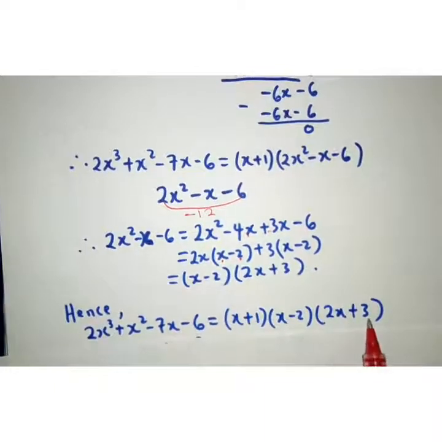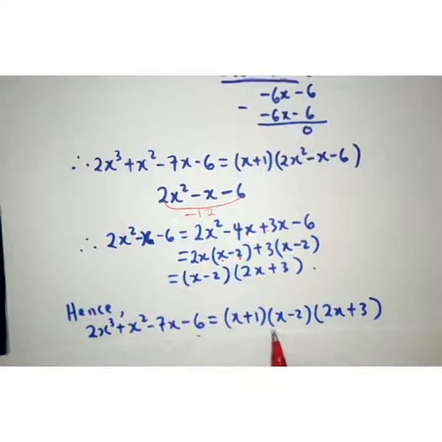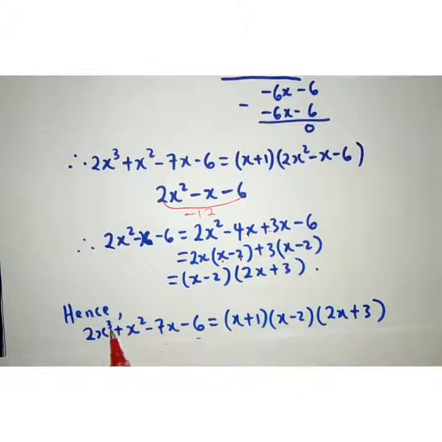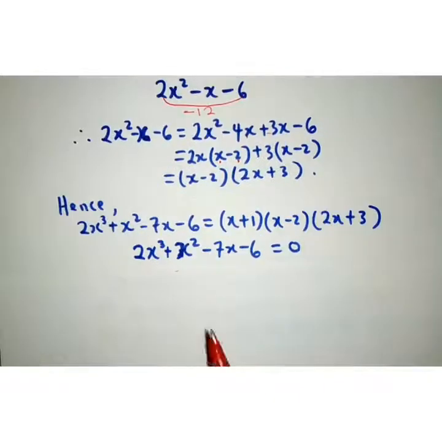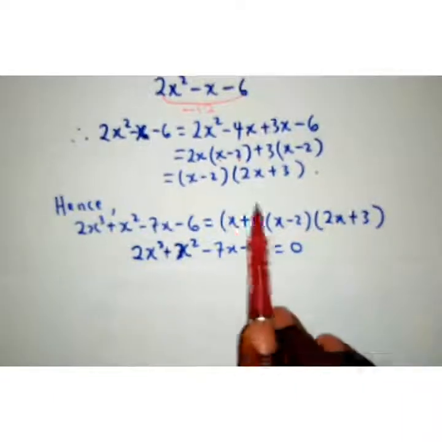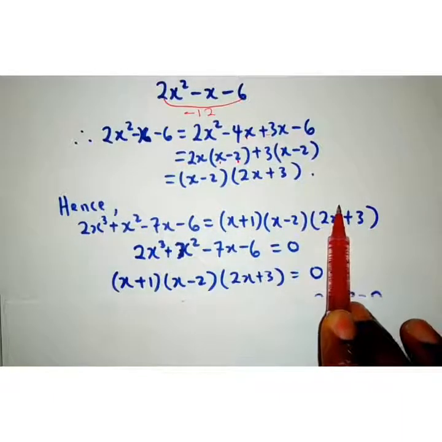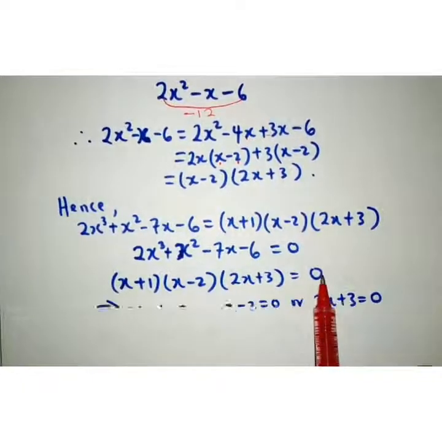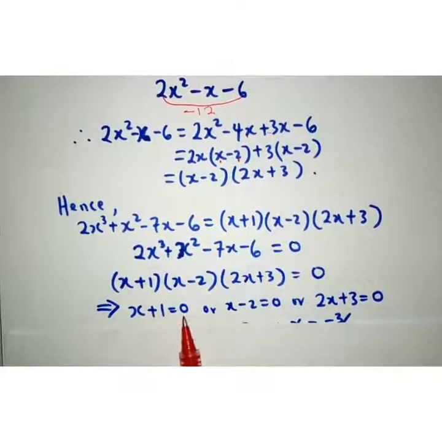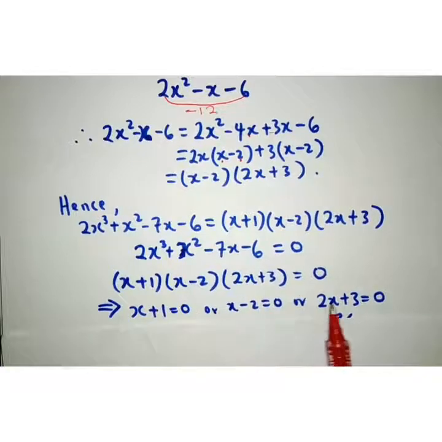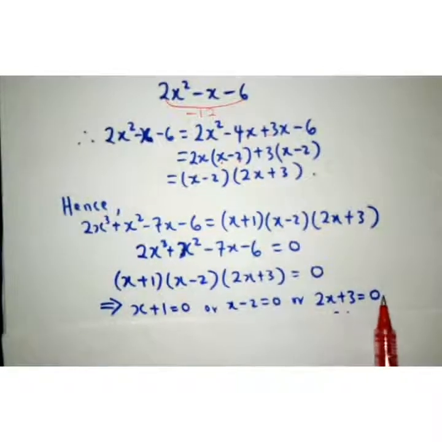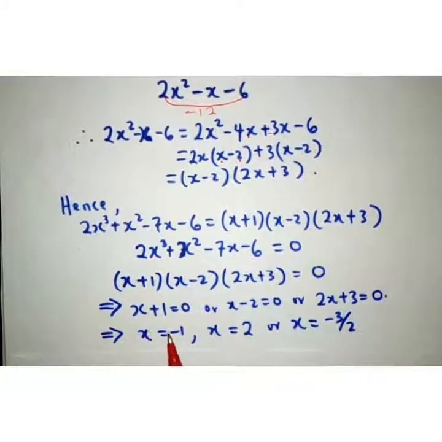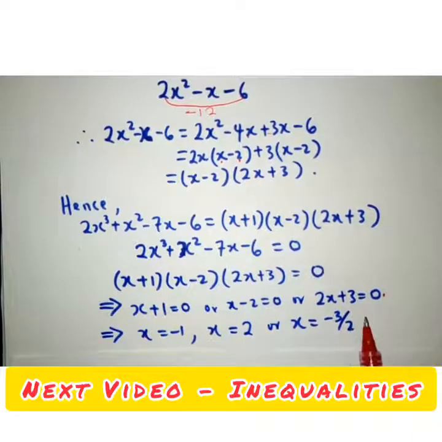x minus 2, 2x plus 3. Observe that because this is a polynomial of degree 3, we will have 3 factors. And so to solve this, we equate this to 0. And so we have this. So it implies that x plus 1 equals 0, or x minus 2 equals 0, or 2x plus 3 equals 0. So that implies that x equals minus 1, x equals 2 here, that is we add 2 to both sides, and then x equals minus 3 over 2.